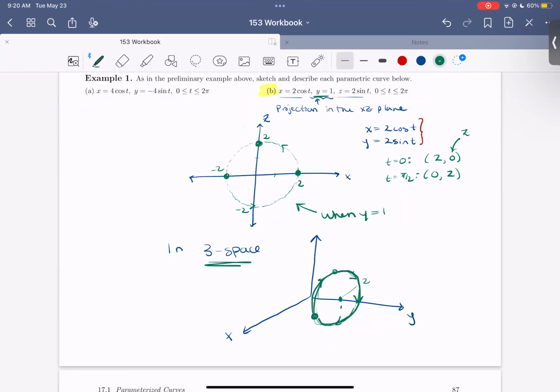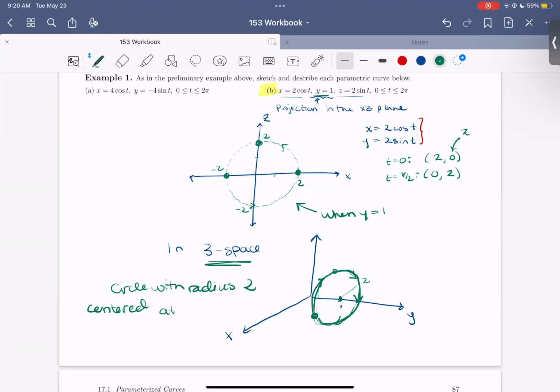To describe this curve, we can describe it as a circle with what radius? With radius 2. And now what is the circle centered about? Or what point is the circle centered at? Well, it's centered at this point here, which is the point 0 in the x, 1 in the y, 0 in the z. So it's centered at 0, 1, 0.